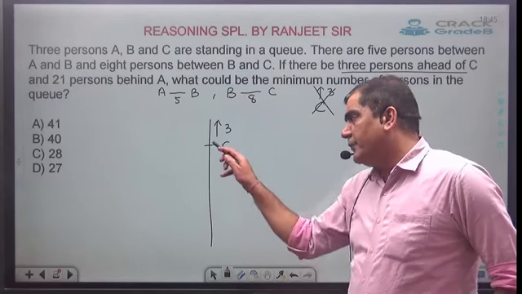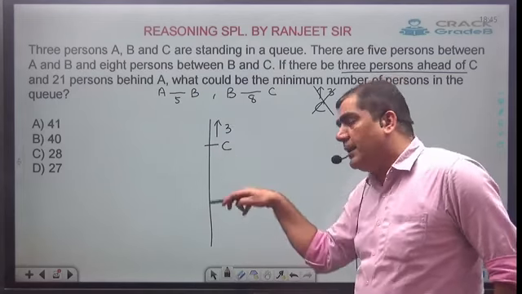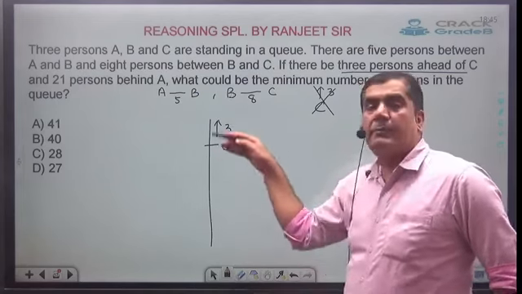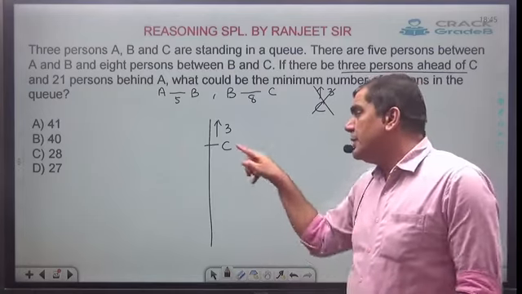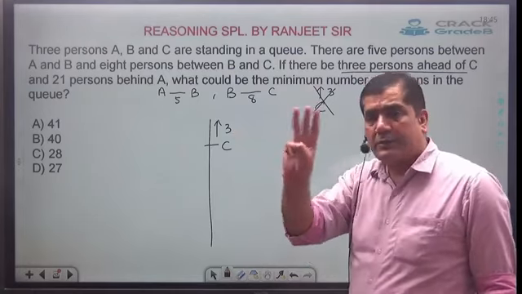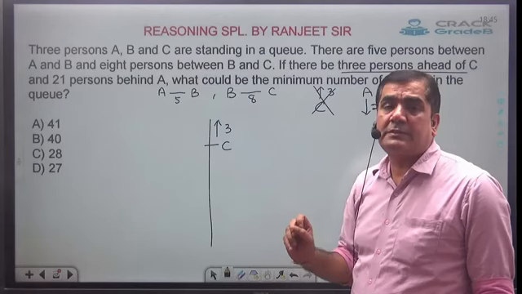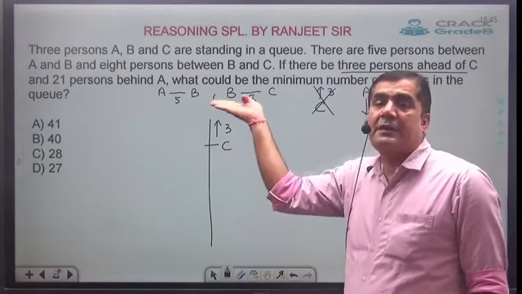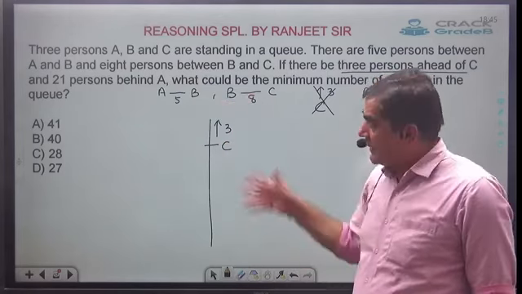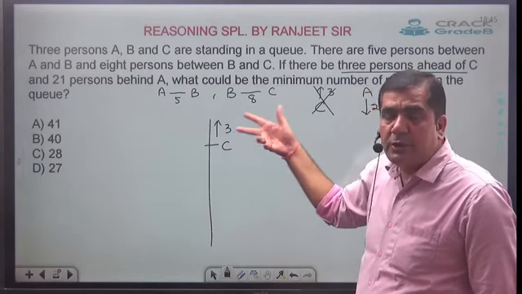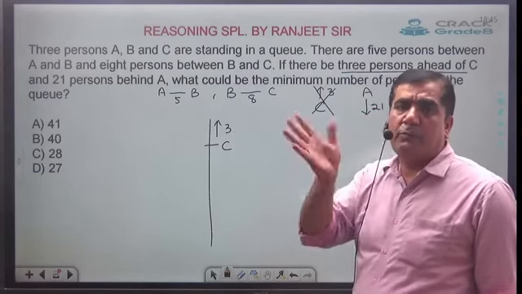Now, C is over here, so B can be above or B can be below. But since to the top of C there are only 3 students, and here they are saying B and C must have 8 students between them, 8 can't be adjusted at the top. See, they have given that to the top of C there must be only 3 students, can't be more than 3.